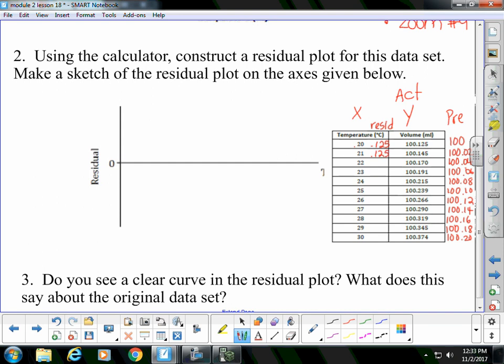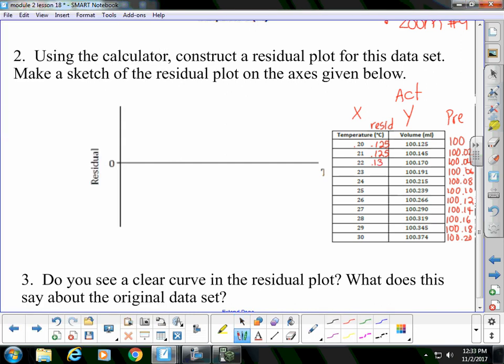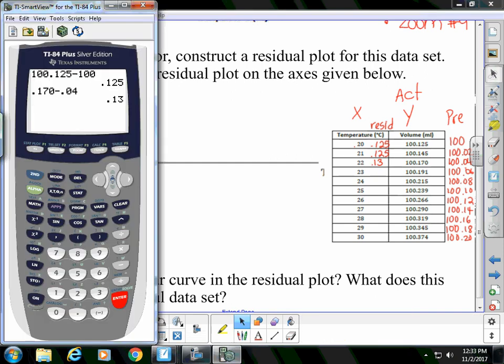And then 100.170. They all have 100, so we really want to subtract the decimals. So 0.170 minus 0.04. So 1.70 minus 0.4, or 0.04, excuse me. And that one comes out to 0.13. And then 0.191 minus 0.06.